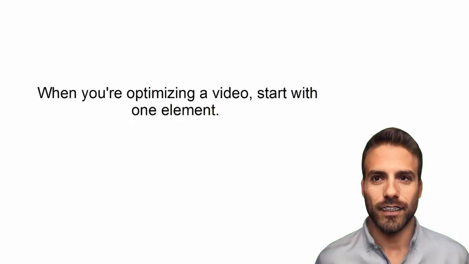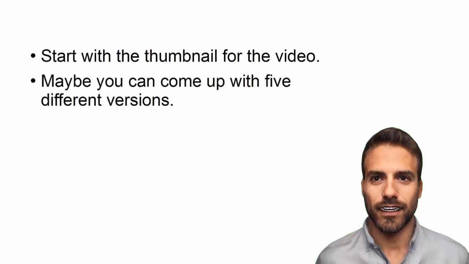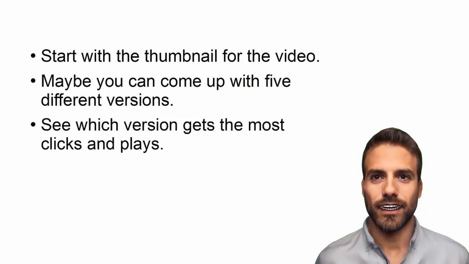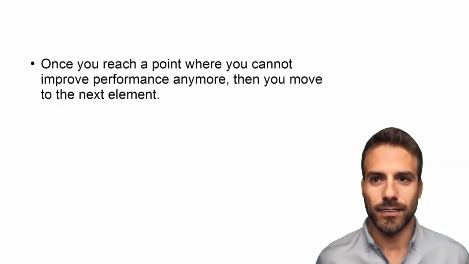When you're optimizing a video, start with one element. For example, start with the thumbnail for the video. Maybe you can come up with 5 different versions. See which version gets the most clicks and plays. Come up with more versions of that successful thumbnail and see if you can improve the click-through. Once you reach a point where you cannot improve performance anymore, then you move to the next element.